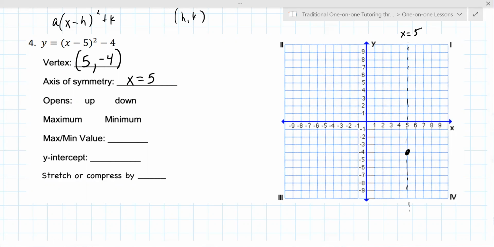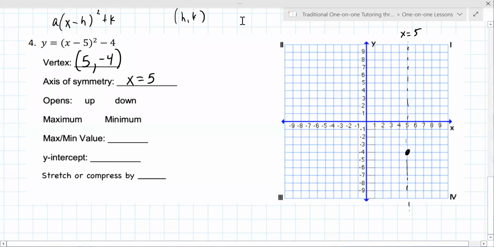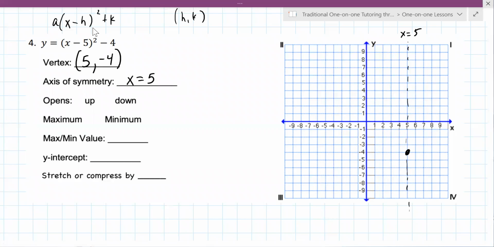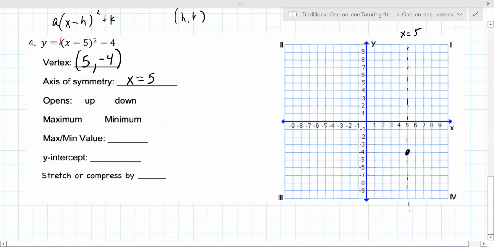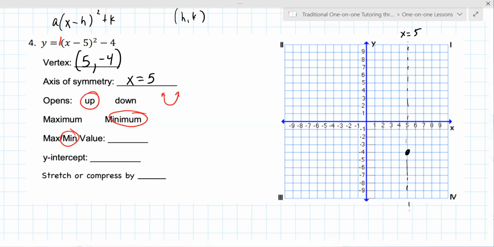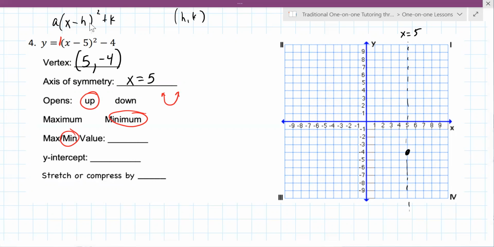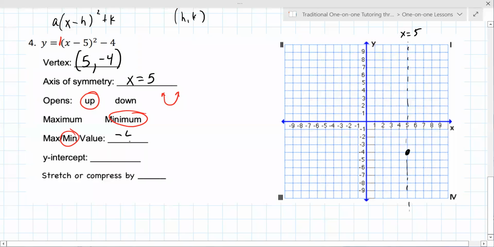Now, does this graph open up or down? It has to do with the number that's not written on the outside. It opens up, which means it has a minimum. That minimum value comes from the vertex. What's the y value of the vertex? It's -4. Yeah, so -4 is the minimum value.